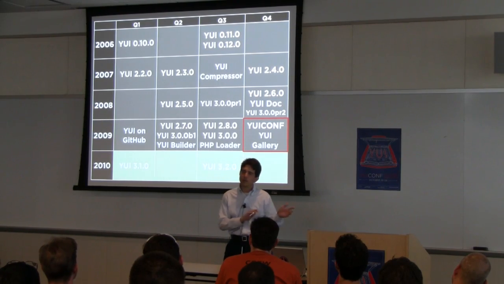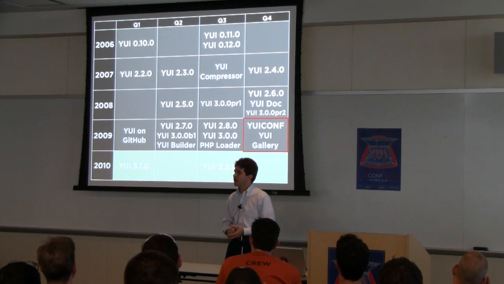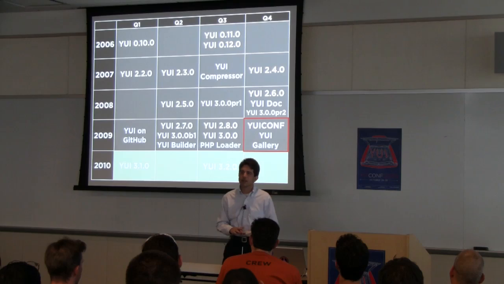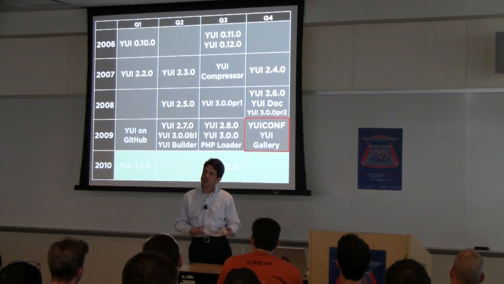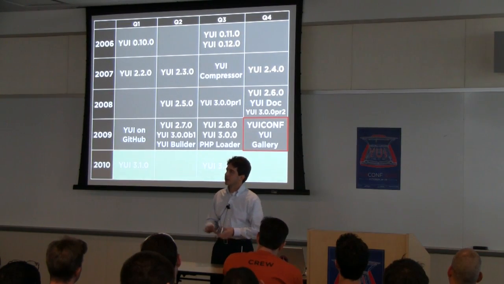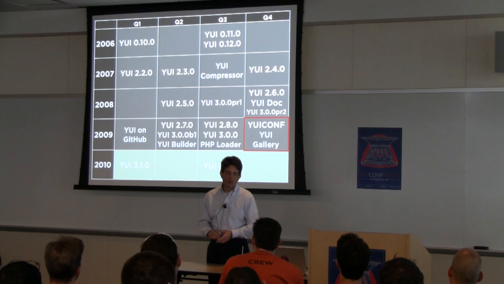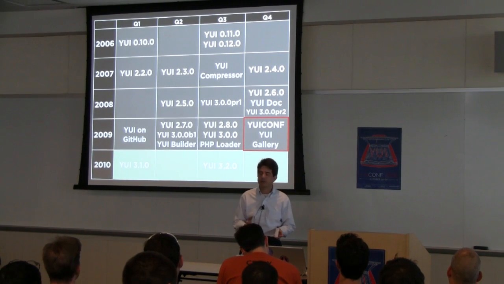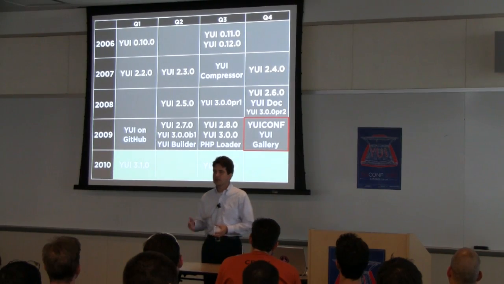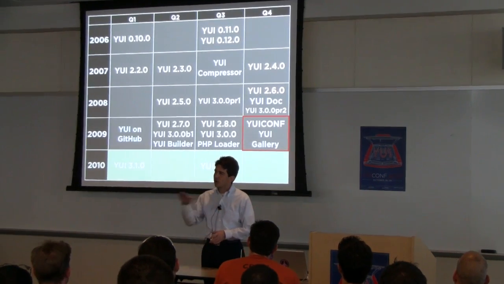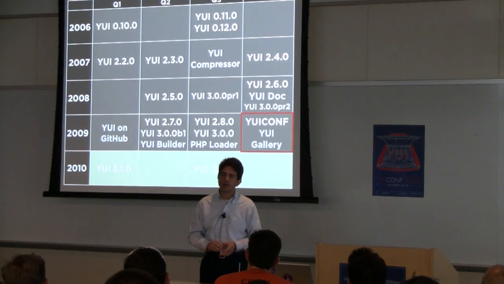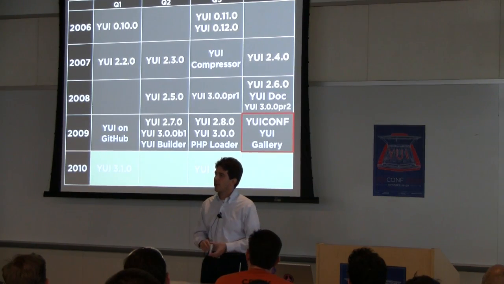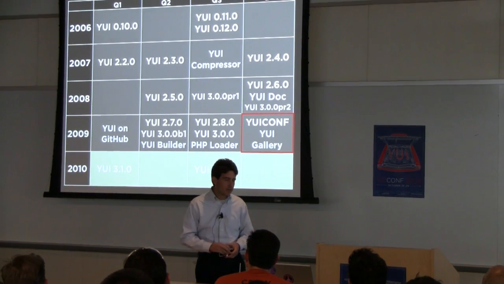And we versioned things differently back in those days. We had a different numbering scheme internally than we did externally. So you see a little bit of variation there with the 0.10 release and switching over the following year in 2007 to the 2.x nomenclature. So that code line that we know today as YUI 2 started as a public release in 2006.